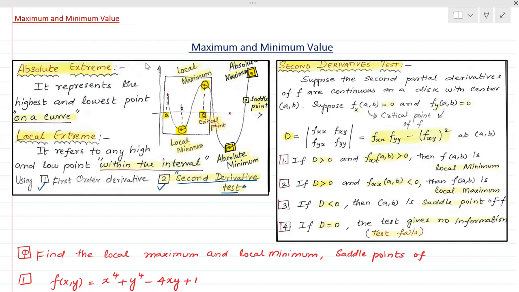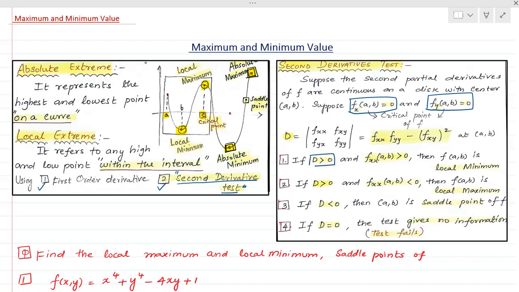Suppose the second derivative has center a comma b. I will put the first derivative equal to 0 in order to calculate the critical point. In order to calculate the critical point, the x and y value, you have to put fx and fy equal to 0. After that, we have to calculate D. What is D actually? D equals fxx, second derivative with respect to x, times fyy, second derivative with respect to y, minus fxy whole square. So at any point, you have to discuss this one.